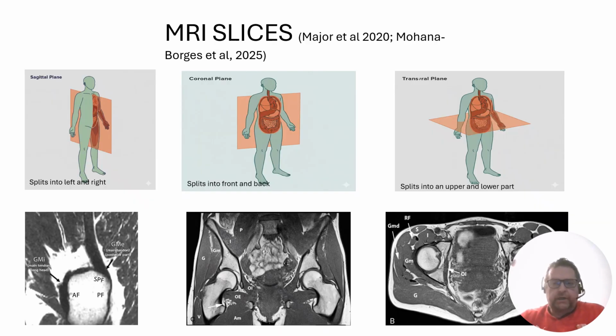We can also look here at different slices. The first image on the left is a sagittal slice. This is splitting the body into left and right, providing us with a side-on or lateral view of the lateral hip. The coronal or frontal plane splits the body into front and back parts, and this is providing us with an AP view. Whereas the final slice is a transverse or axial slice, which splits the body into an upper and lower part, and this image shows the hips looking from above.